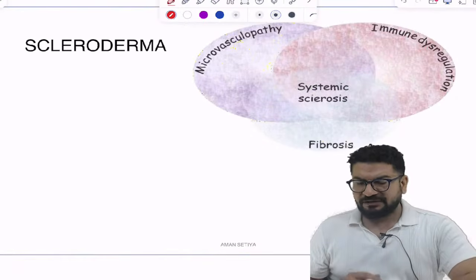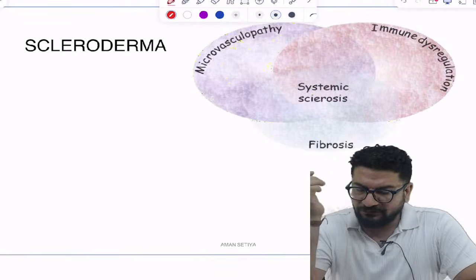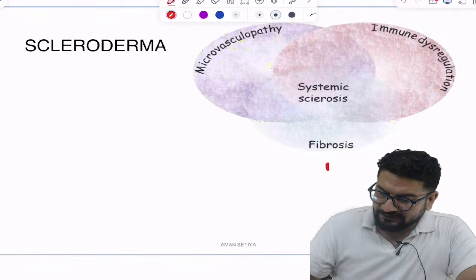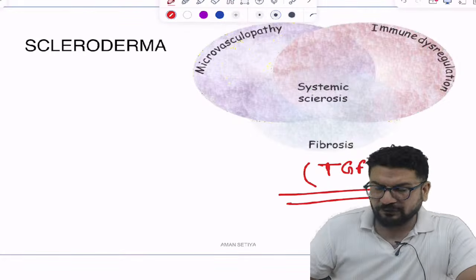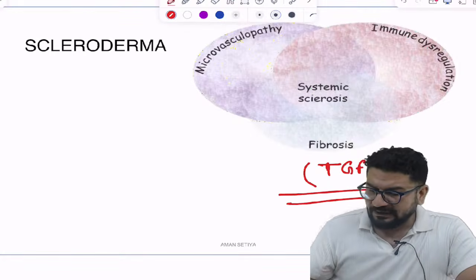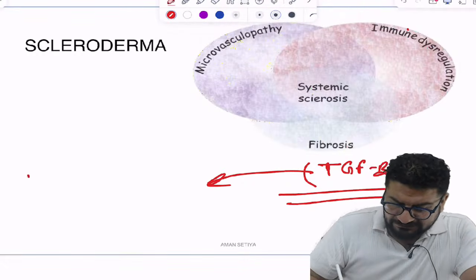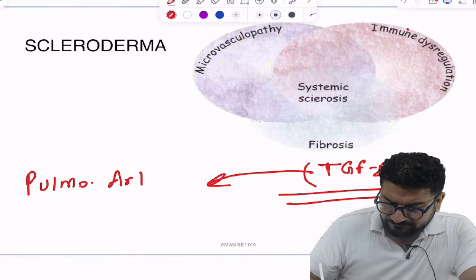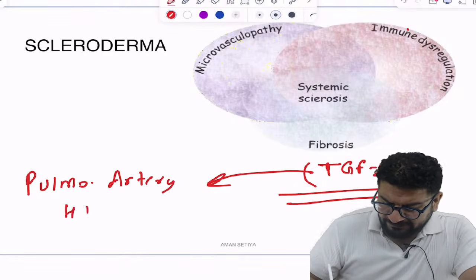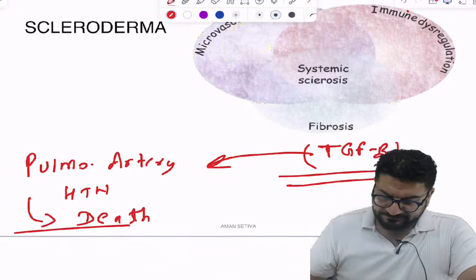Now coming to scleroderma, they generally ask that we have two forms, the systemic form and the localized form. The main cytokine is TGF beta. This is responsible for causing fibrosis in different organs, and remember, TGF beta will cause fibrosis in your pulmonary artery, and that can lead to pulmonary artery hypertension. Pulmonary artery hypertension is the cause of death in a patient of scleroderma.